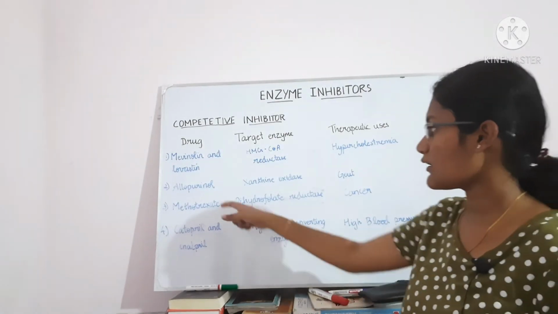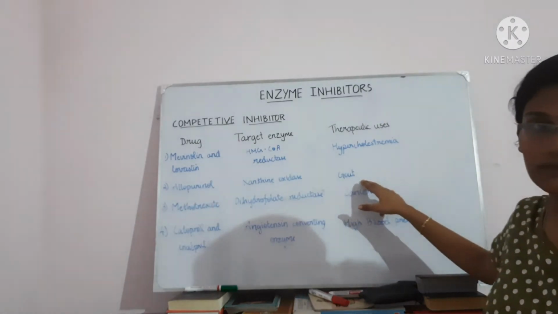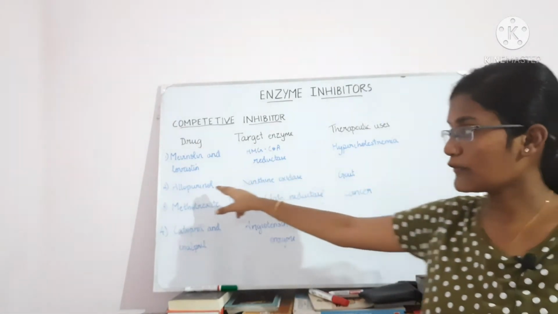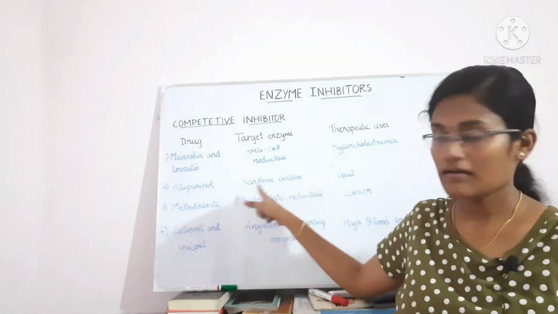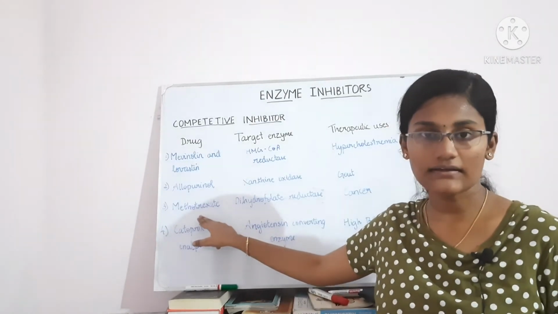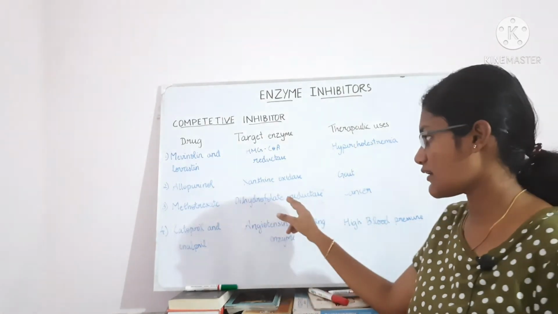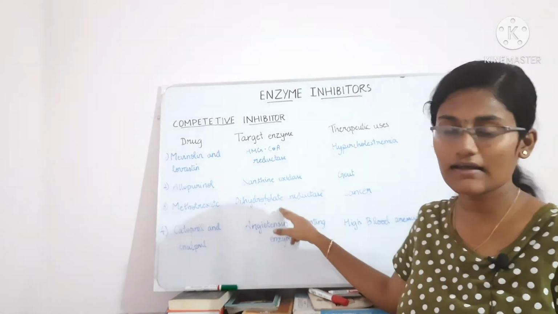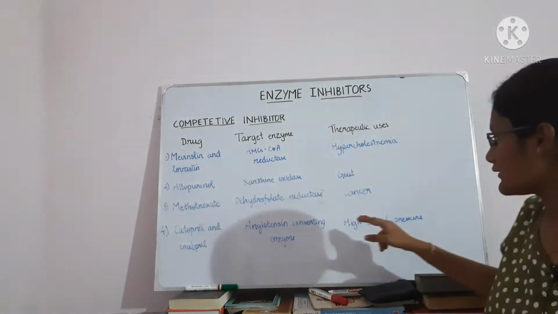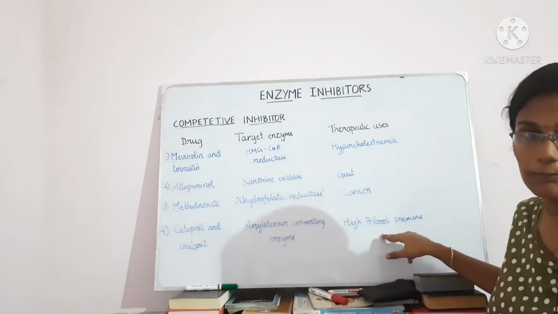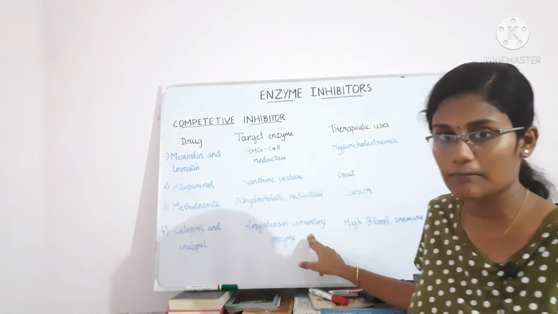The next one is allopurinol. Allopurinol is a drug that is given to patients with gout, and the allopurinol competitively inhibits the enzyme xanthine oxidase. And the next one is methotrexate, which is given to people with cancer, and it competitively inhibits the enzyme dihydrofolate reductase. And the last one is captopril and enalapril, and it is given to people with high blood pressure, and it inhibits the angiotensin converting enzyme.